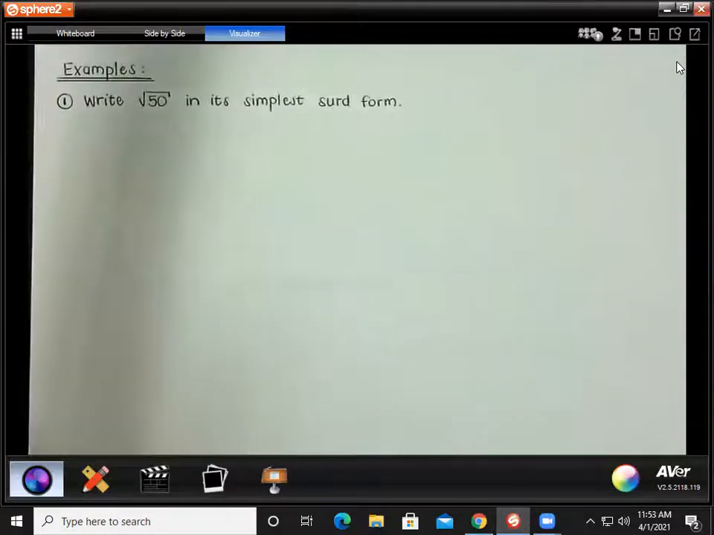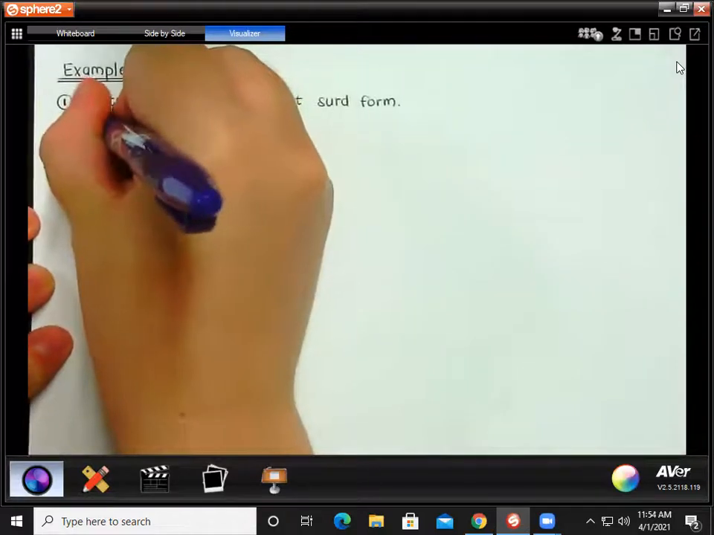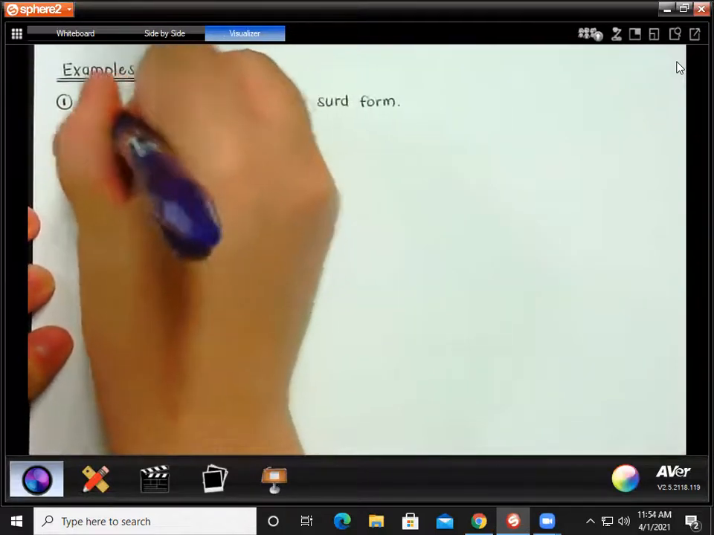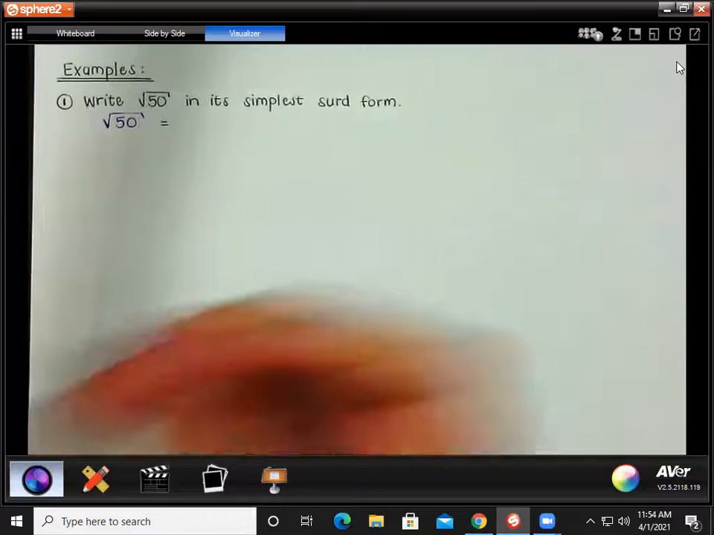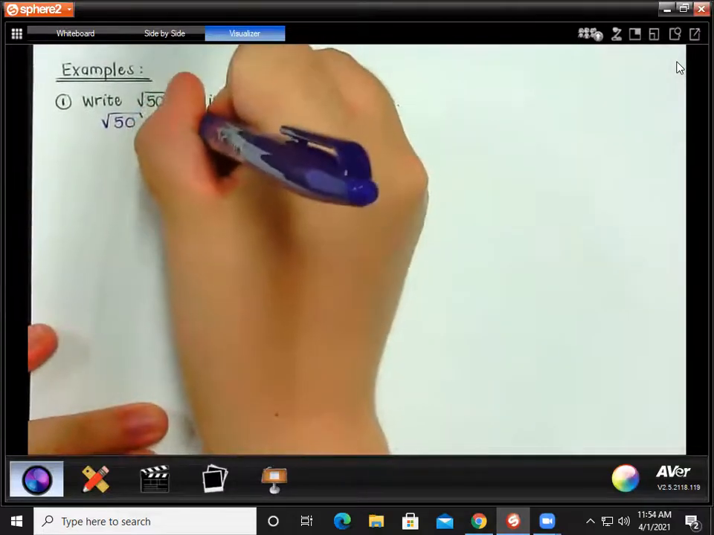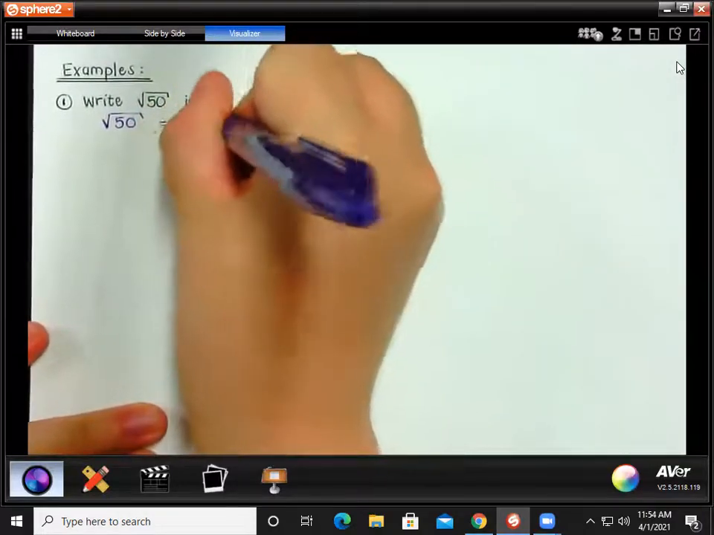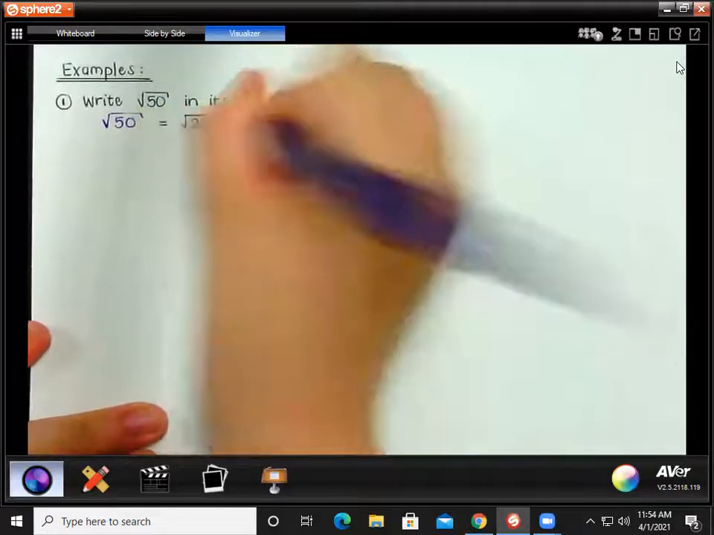No. All right, so we're going to have to use that second law where we're going to rewrite 50. I'm just going to write it there so that I know that that's what I'm working on, the square root of 50. Can I write 50 as the product of two numbers, one of which has a square root? 25 and 2, hey? So we're going to say the square root of 25 times 2.